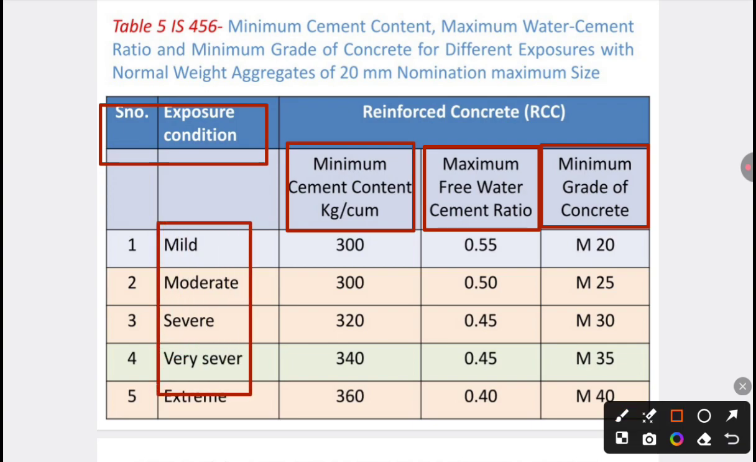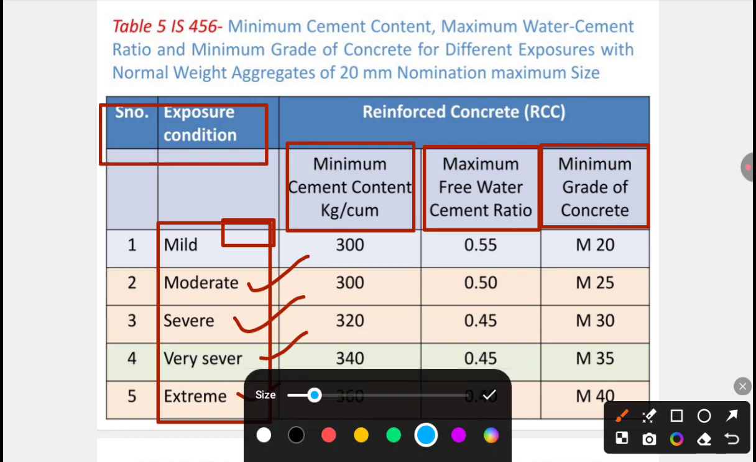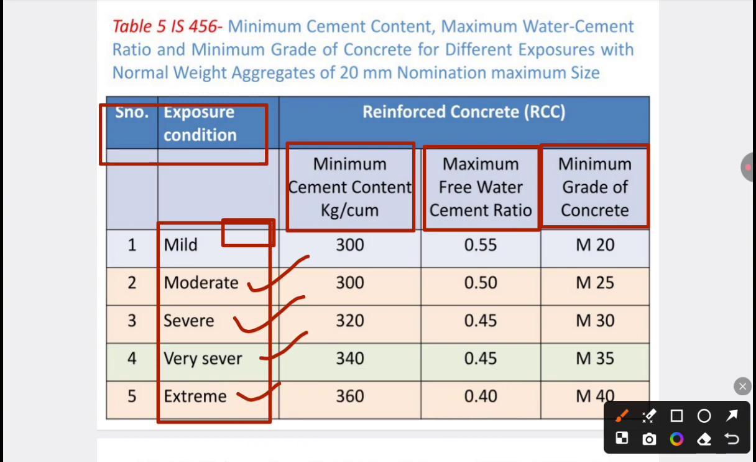If we look at the environmental conditions of concrete constructions, there is mild, moderate, severe, very severe and extreme conditions. So there are 5 conditions on which we have to discuss. So let us start from the beginning.